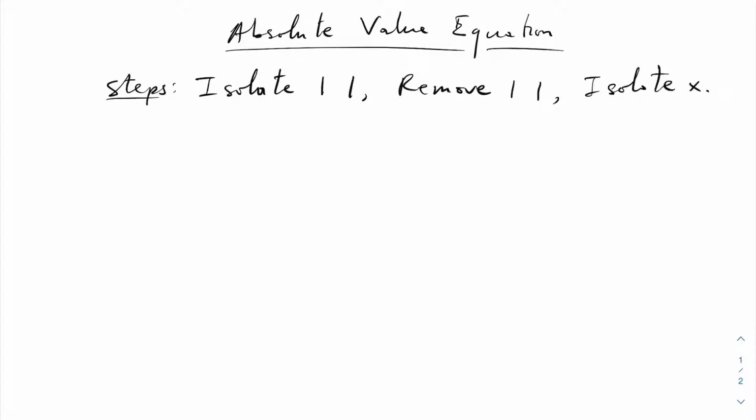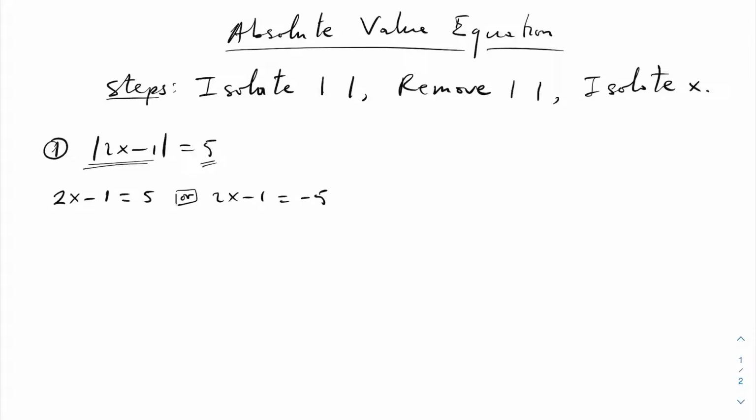The first example is the absolute value of 2x minus 1 equals 5. As you can see, my absolute value term, the absolute value of 2x minus 1, is already isolated on one side of the equation. So step 1 here is done. Step 2 is to remove the absolute value sign by considering the negative and the positive sign of my equation. So I'm going to have 2x minus 1 equals 5, or 2x minus 1 equals negative 5. So I'm getting rid of the absolute value, and whatever is on the other side of my equation, I'm going to consider the positive side of it and the negative side of it. Then I'm going to solve them individually to get my answers.